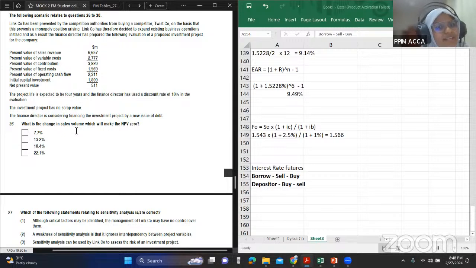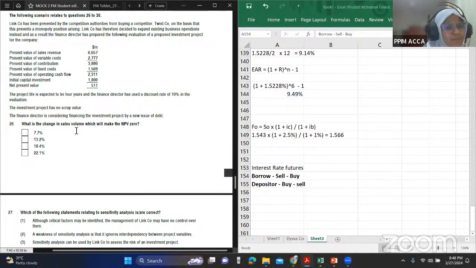They have therefore decided to expand existing business operations instead. And as a result, the finance director has prepared the following evaluation of a proposed investment project. So we have present values of sales, variable cost, contribution, fixed cost, and operating cash flow. The initial investment is 1,800 million and the net present value is 511 million.